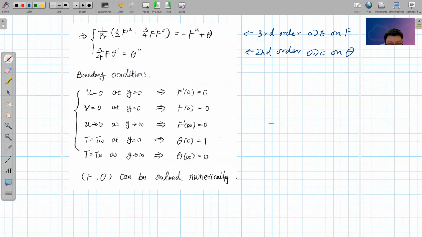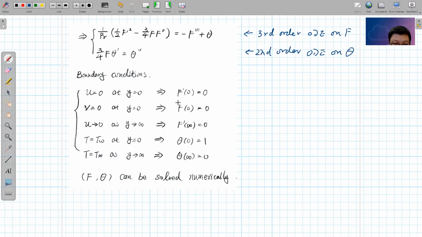By substituting these similarity variables into the governing equations, we convert the partial differential equations to two ordinary differential equations. That means it's much easier to solve. Since it's a third-order ODE on f and a second-order ODE on theta, we need 5 boundary conditions, 3 for f and 2 for theta, to solve.